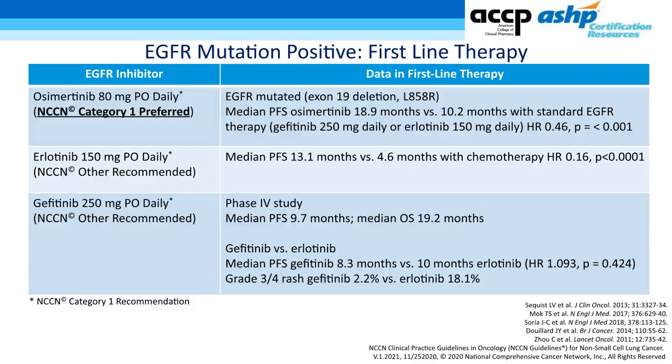the FLAURA trial, which looked at the median progression-free survival improvement of osimertinib at 18.9 months compared to 10.2 months with standard EGFR therapy with either gefitinib or erlotinib, which at the time of that trial would have been first-line options for patients. NCCN now recommends as an other recommended category all the other EGFR targeted options, which include erlotinib at 150 milligrams daily, as well as gefitinib 250 milligrams by mouth daily.